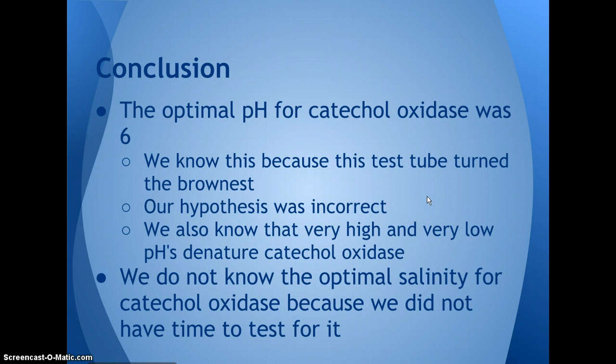And we conclude that the optimal pH for catechol oxidase was 6. We know this because the test tube with the buffer for a pH of 6 turned the brownest. Our hypothesis was incorrect because we predicted that the pH for catechol oxidase was going to be 7. And from our results, we also know that very high and very low pHs denature catechol oxidase. We don't know the optimal salinity for catechol oxidase because we didn't have time to test for it.